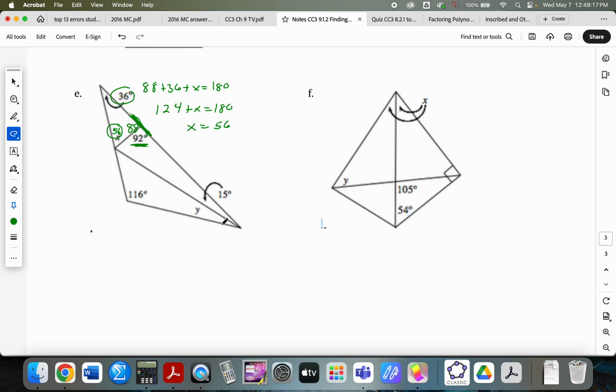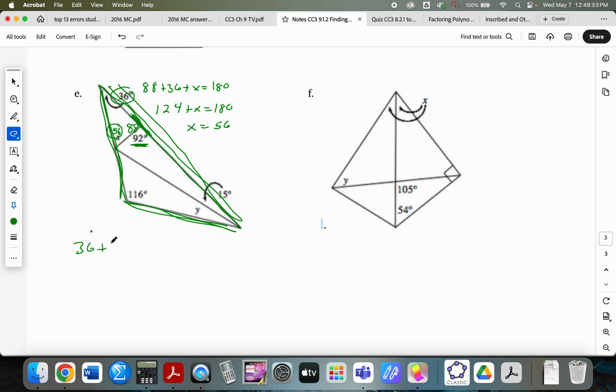All right, for Y, there are a couple of different ways we could do it. There's the long way and there's the short way. To do it the short way, what you want to do is look at the whole big triangle. Don't just look at the little triangles. Look at the whole big triangle. So this angle is 36.